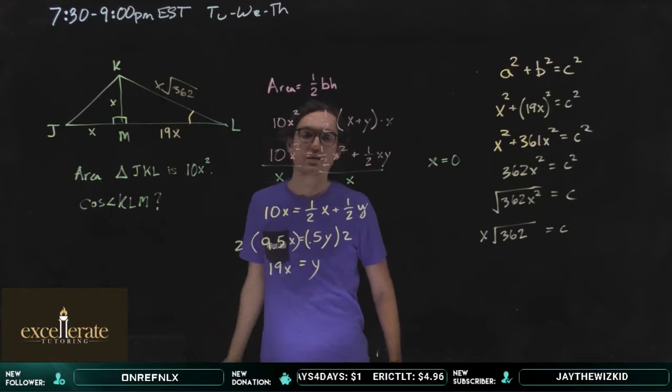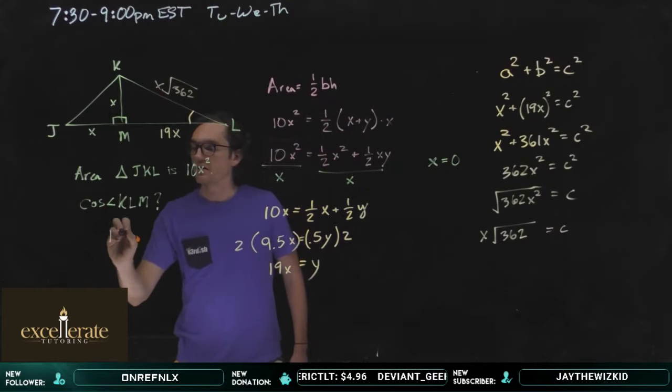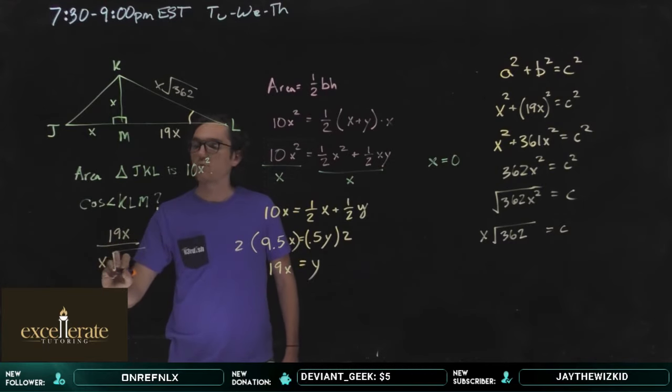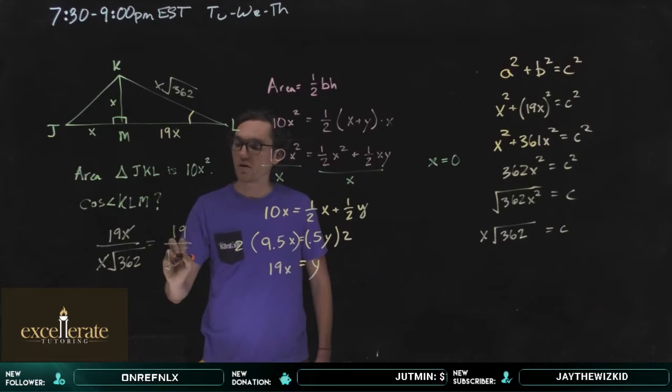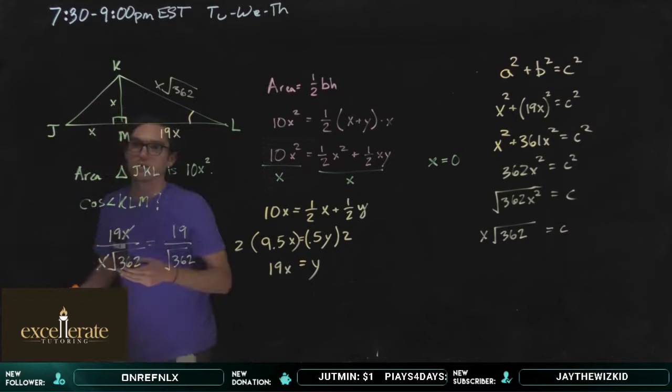And now we can finally take the cosine. The cosine is adjacent over the hypotenuse. That's going to be 19x over x square root of 362. The x's are going to cancel out, leaving us with 19 over the square root of 362. Chances are they're going to want you to rationalize that, so you want to get the square root out of the denominator.